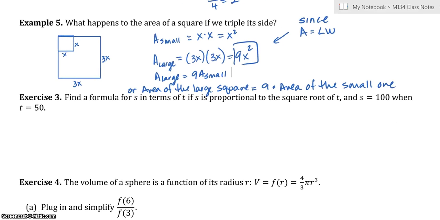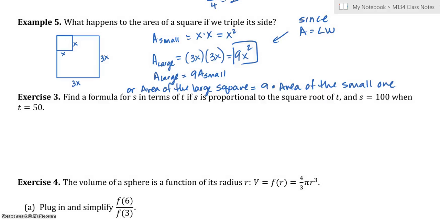Find a formula for s in terms of t if s is proportional to the square root. Try that. It just has proportional, so that means directly. Go ahead and try that. Come back when you're ready. Okay, here's the solution. It says s is proportional, means directly again, to the square root of t.